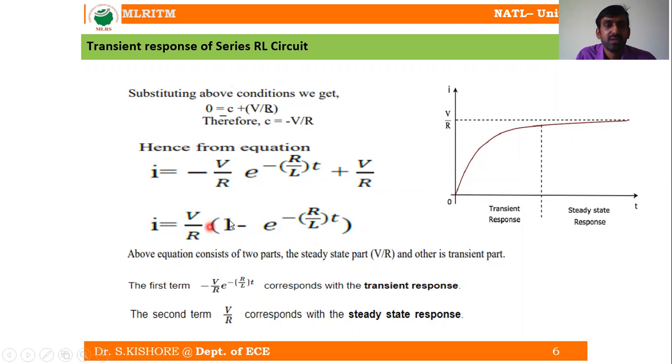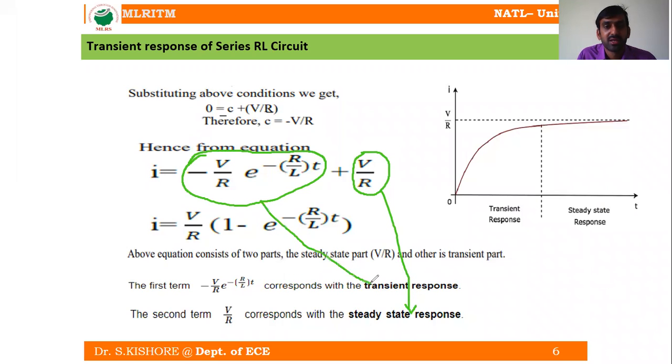In this equation, the first term is going to be our transient response. Why? Because it is a function of t. That is the reason it is your transient response. Whereas the second term is your steady state part, the steady state response. This is going to be our steady state response, and this is going to be our transient response.